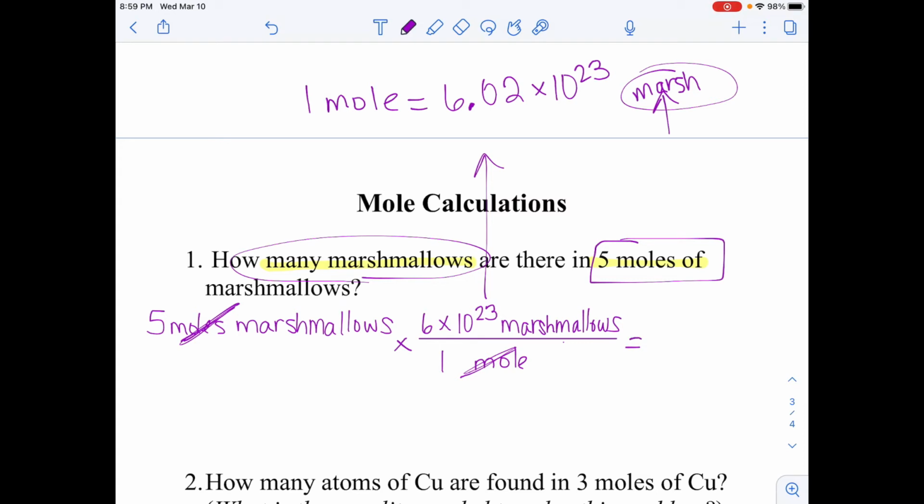So in the numerator, we're going to take 5 moles times this quantity, 6 times 10 to the 23rd, which I'm going to show you in a calculator here. And then the only number in the denominator is that 1. Okay, and to make this easier to know the difference, I'm going to put a dot here for multiplication.